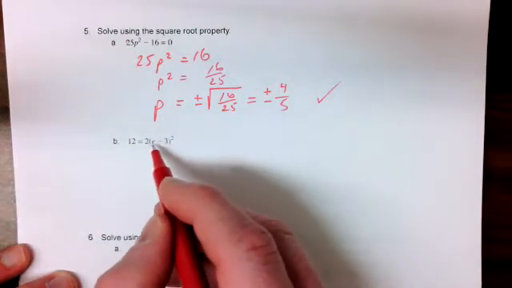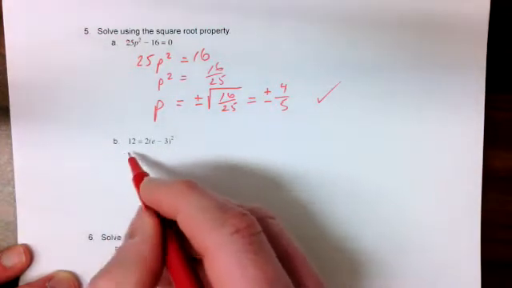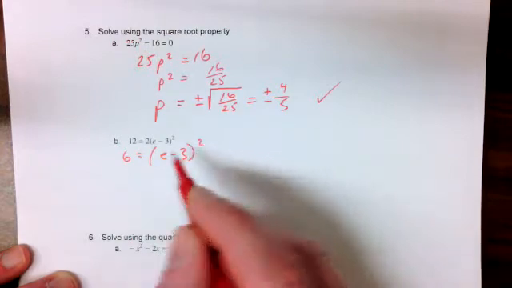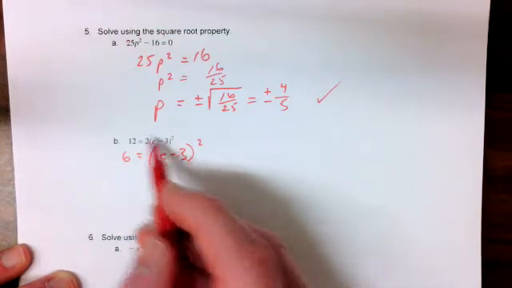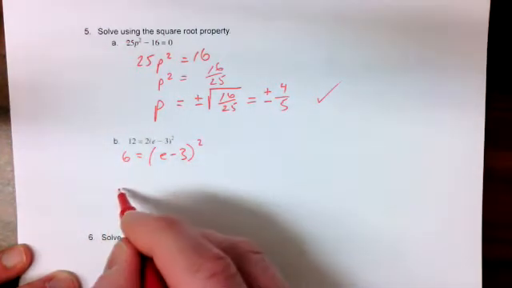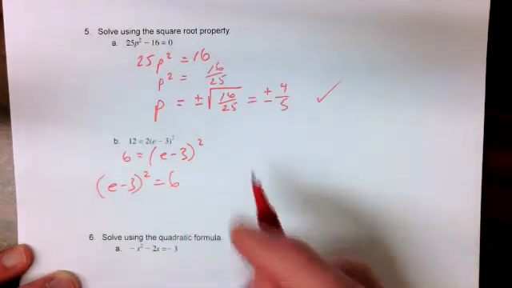So here I need to get that e, or at the very least this e minus 3 by itself. Divide both sides by 2. 6 equals e minus 3 squared. Now, if you don't like this, like if you're like me and your brain is more comfortable having this on the other side, that's okay. Flip them. You can just say e minus 3 squared equals 6. That's totally okay. It doesn't change anything.